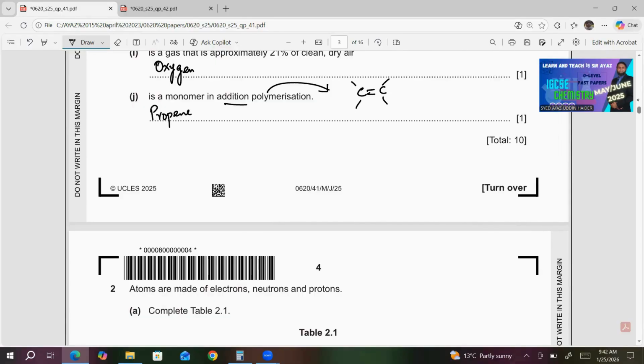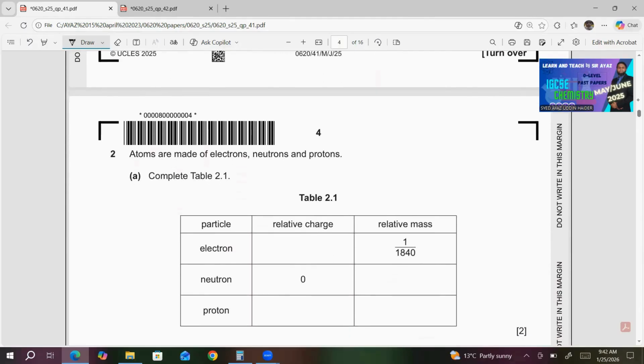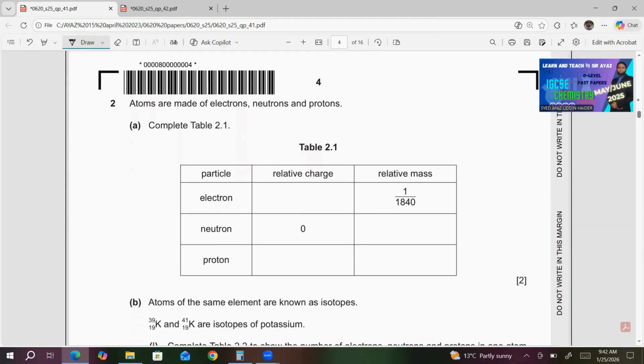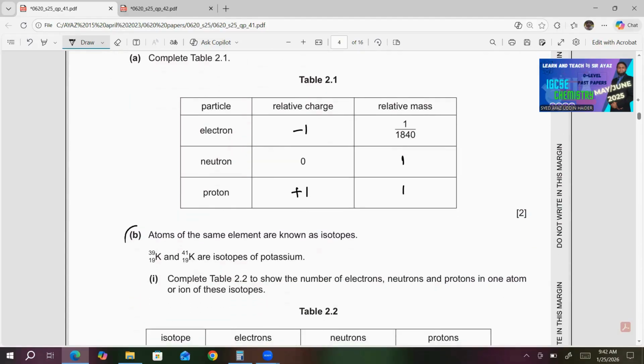Move to the next MCQ, which is number 2. Atoms are made of electrons, neutrons, and protons. A. Complete table 2.1. Now, relative charges for electron and proton. You know that electron is -1, proton is +1. What about the relative mass? Neutron and proton both have the same mass, that is 1. That's the easy one.